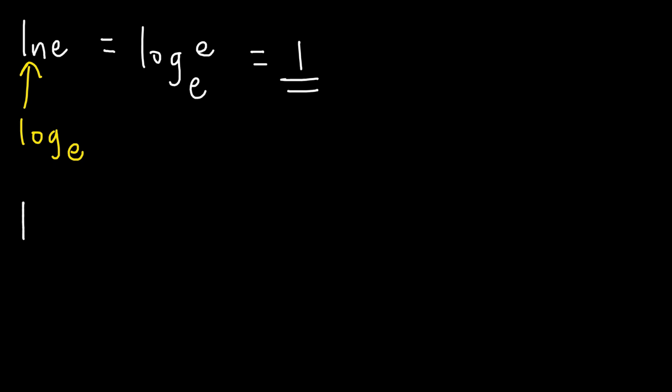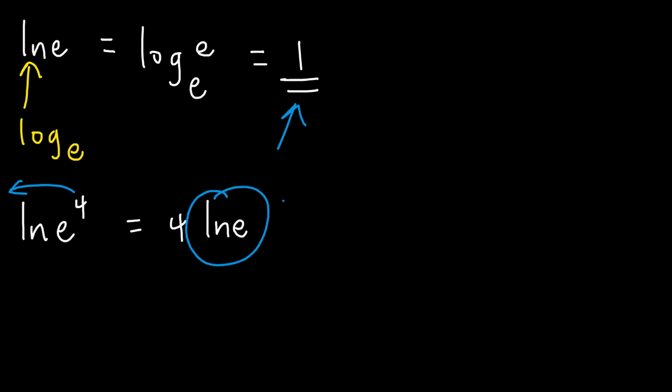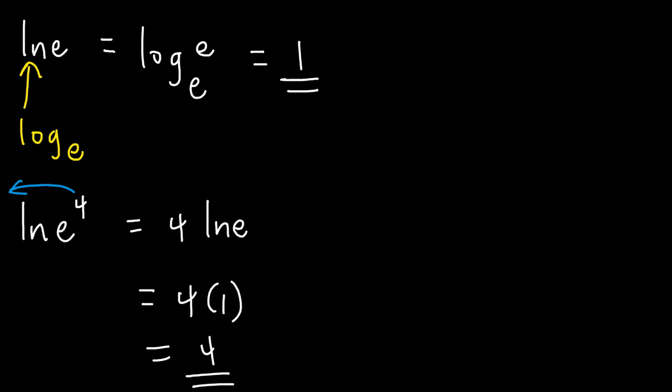Now what if you had natural log of e to the power of 4? If we take this to the front, we shall have 4 times ln of e. And we know that ln of e equals 1. So this will be equal to 4 times 1, which is equal to 4. Now what about natural log of 1? The natural log of 1 will always be equal to 0.